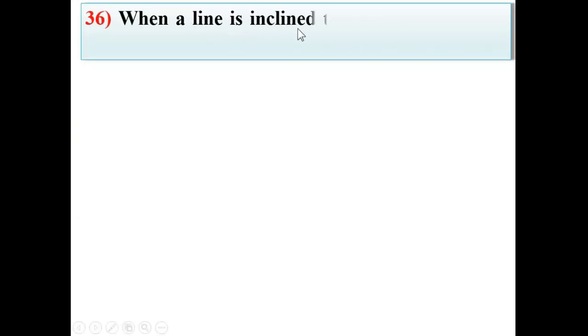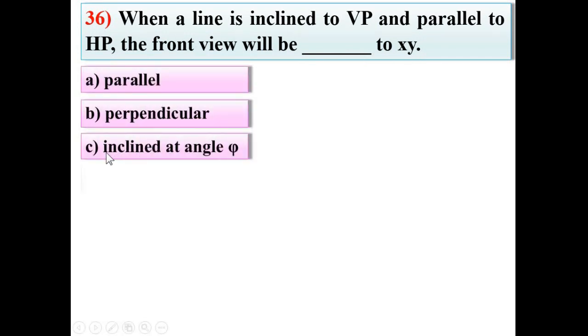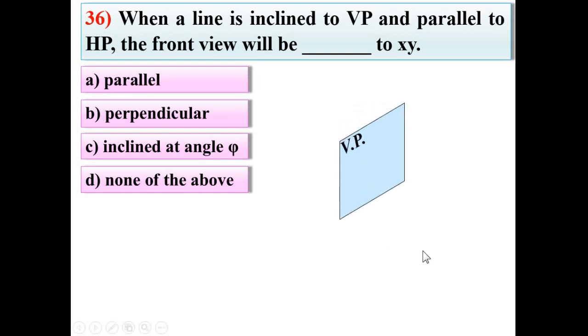Next, when a line is inclined to VP and parallel to HP, the front view will be blank to XY. Options: parallel, perpendicular, inclined at an angle phi, none of the above. So once again, let's consider the figure. VP, HP, both are the reference planes. Now the line is inclined to VP and parallel to HP. Here you can see it is inclined to VP and parallel to HP.